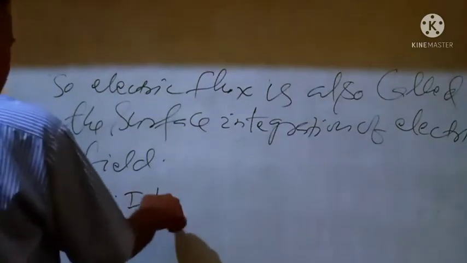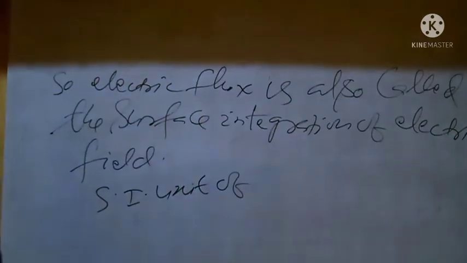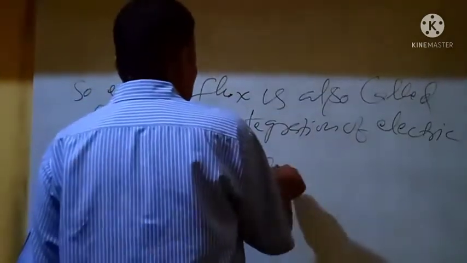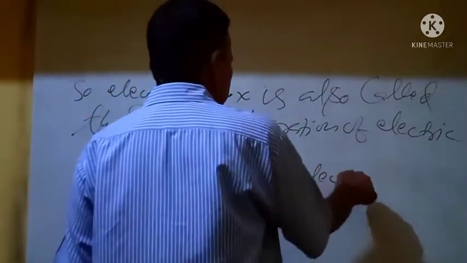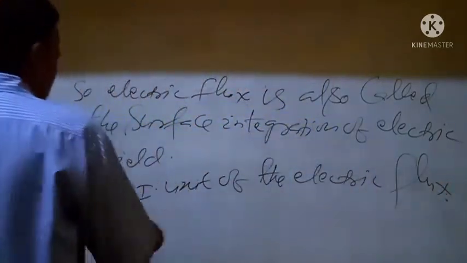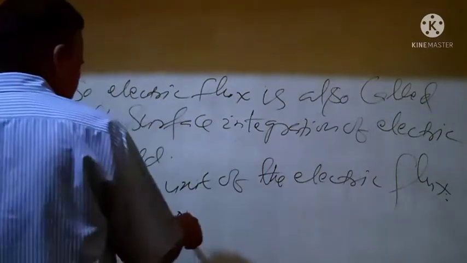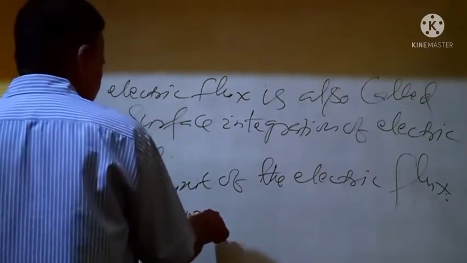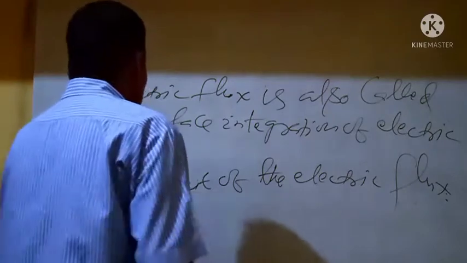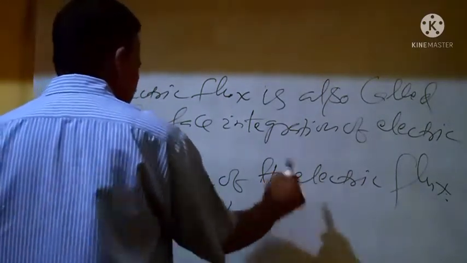SI unit of the electric flux. What is the SI unit of the electric flux? The SI unit of the electric flux is newton meter square per coulomb, that is newton per coulomb into meter squared.